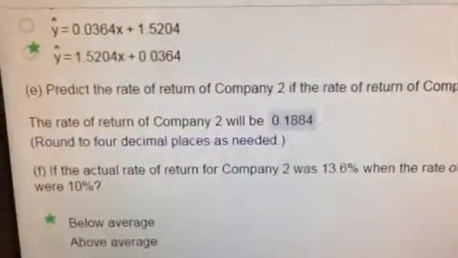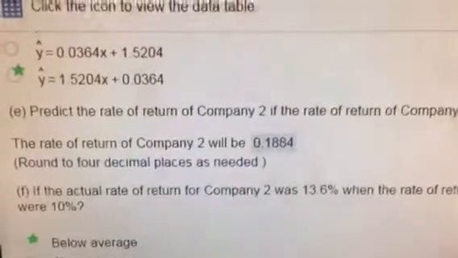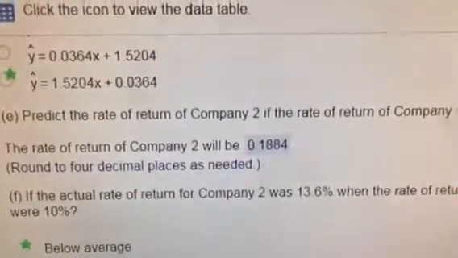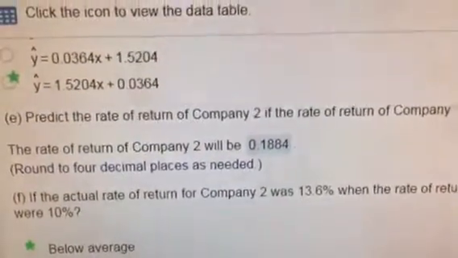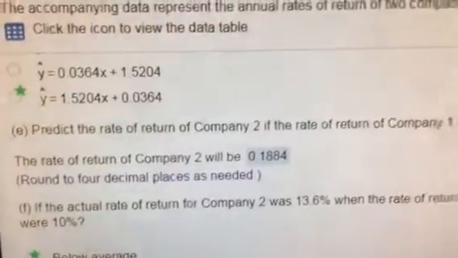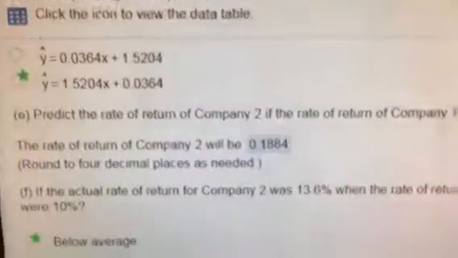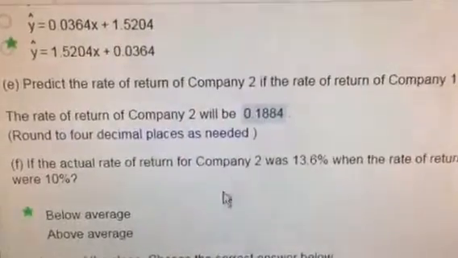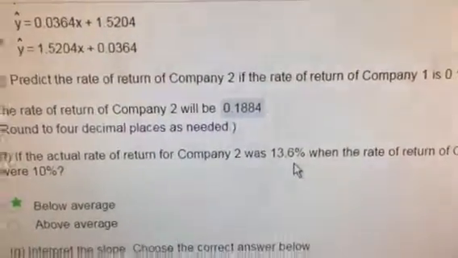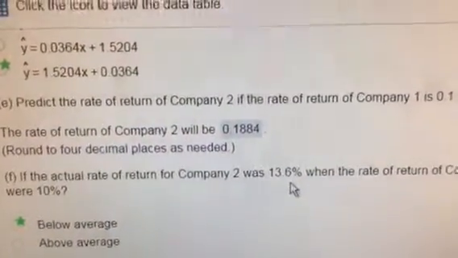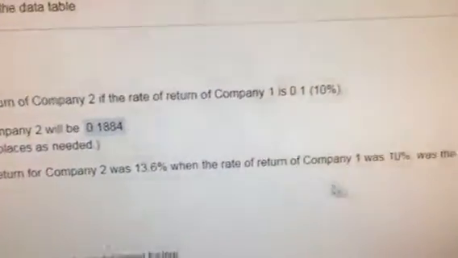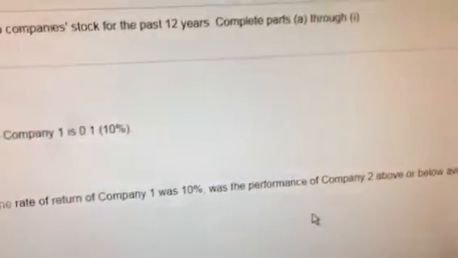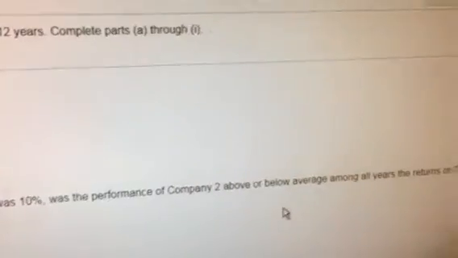Okay, but part F is when you compare something. Now notice my rate of return in company 2 would be 0.1884. The percent of that would be 18.84. You move your decimal 2 places. Part F says if the actual rate of the company was 13.6, when the rate of company 1 was 10, was the performance of company 2 above or below average? Okay, go back to this.